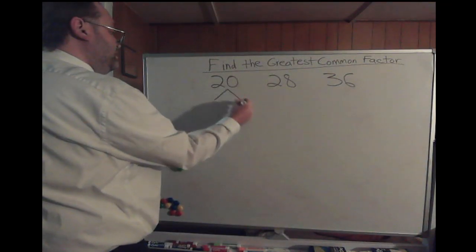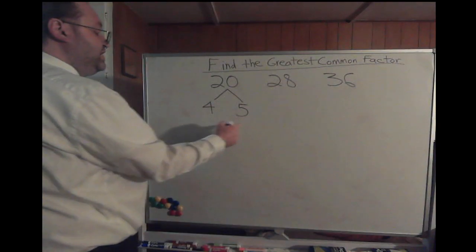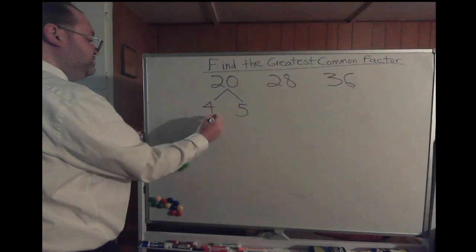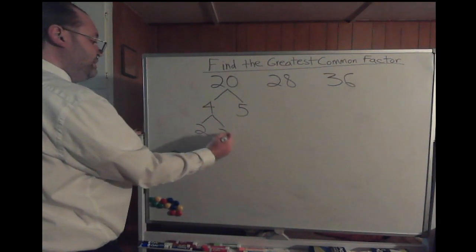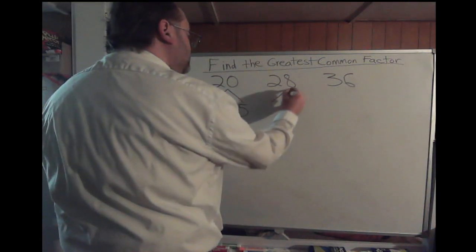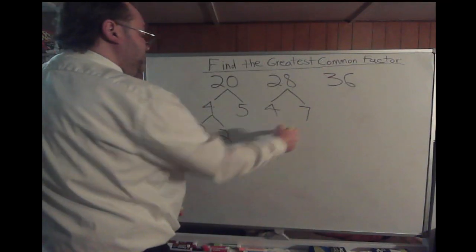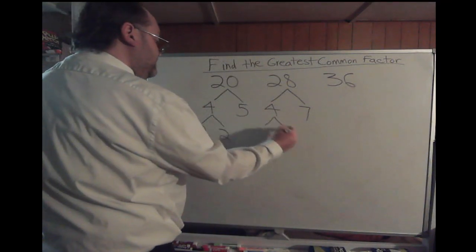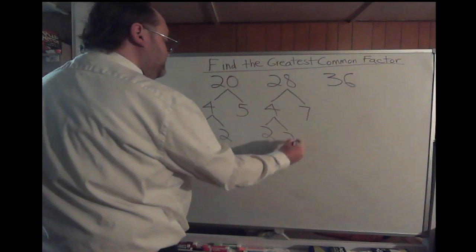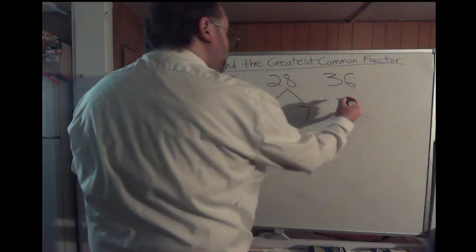Well, 20, that'll break down into 4 and 5. Can't factor the 5 any further, but we could sure factor the 4 further into 2 and 2. We've done and factored 20. Now how about 28? We got 4 and 7. 7 won't factor any further, but 4 will into 2 and 2. We've done and factored 28. We can't do that any further.